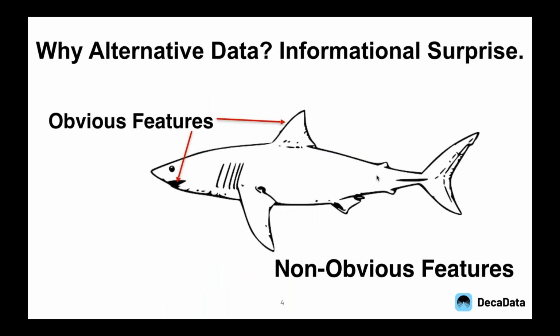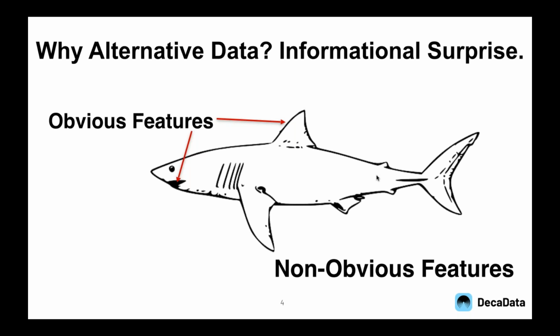So the question really is, why alternative data? Well, why any data? It's all about the story. It's all about informational surprise. So how do we go about using this data to identify the story? Well, simplistically, it's about looking for obvious features and looking for non-obvious features.